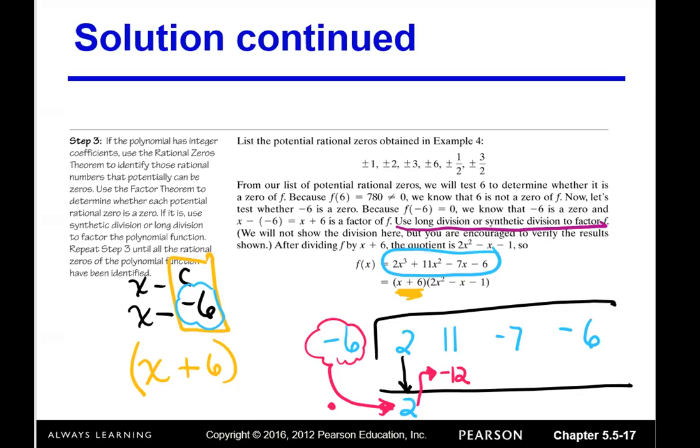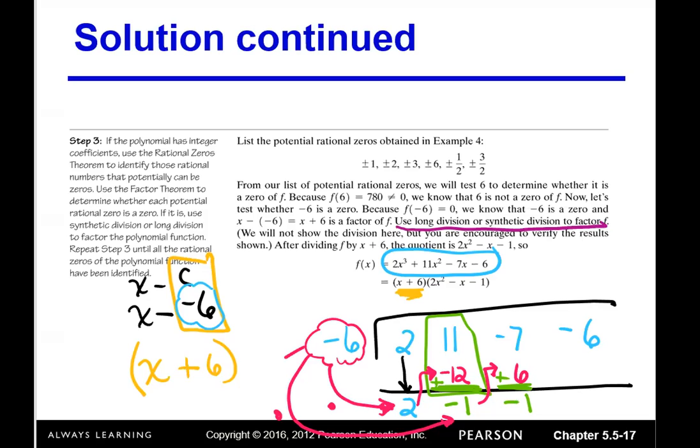And then you are going to add. You're going to look at these two numbers and add them together. 11 and -12 is -1. And then you repeat the same step. You're going to take -6 times the -1 and put it right here. -6 times -1 is +6. And once again, you're going to add these two numbers together. -7 plus 6 is -1.